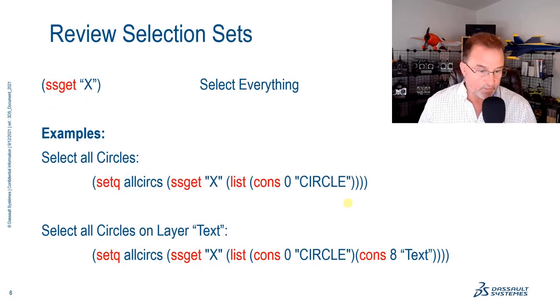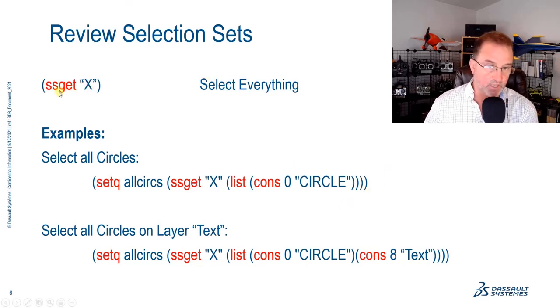All right, so in the last session, we talked about selection sets, and what I showed was an example of how we use the ssget function, which grabs everything in the drawing, but then filters through these lists or these association lists.